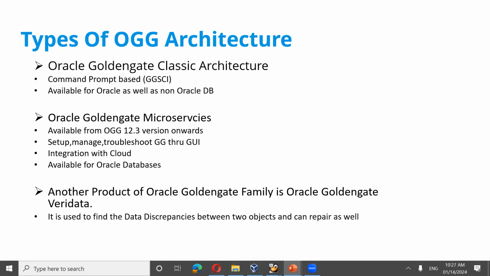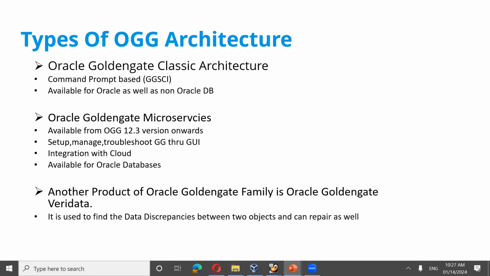So because it allows you to set up, manage, troubleshoot, configure Goldengate through GUI as well. So one of the features of this microservices architecture is GUI. So you can set up, manage, troubleshoot, configure Goldengate through GUI as well. Okay. Now, what microservices does is it allows better integration with cloud applications as well.